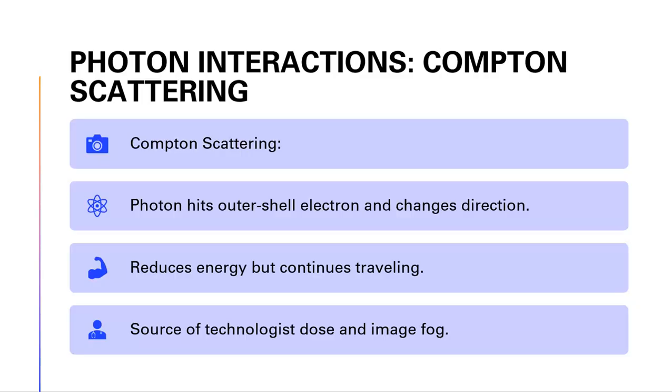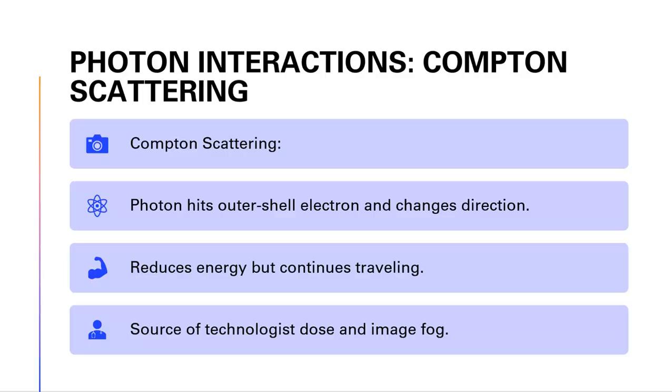On the other hand, we have Compton scattering, which is generally considered the enemy of a high-quality radiograph. This happens when a photon interacts with an outer shell electron. Instead of being absorbed, the photon is merely deflected off course and travels in a random direction with reduced energy.